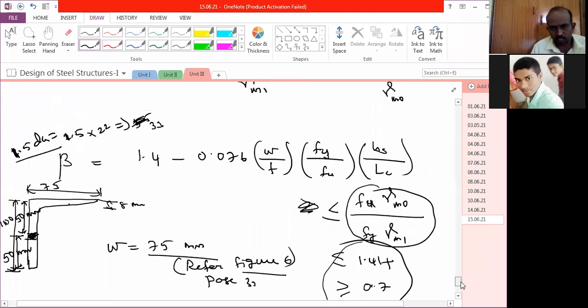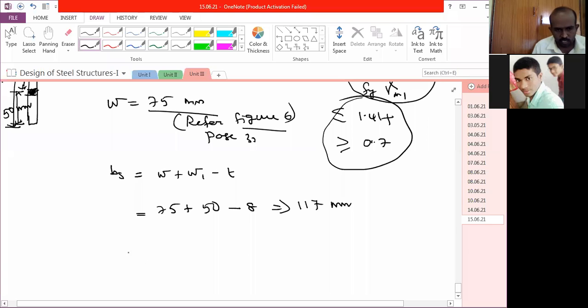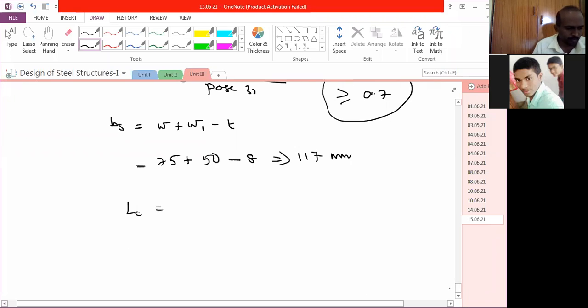So any other value is needed? T value, no, LC. So how to calculate LC? First of all, you have to draw the diagram. Length of the connection in between the extreme bolts, right? That's what we have learned. So what is LC? You have to draw the diagram.